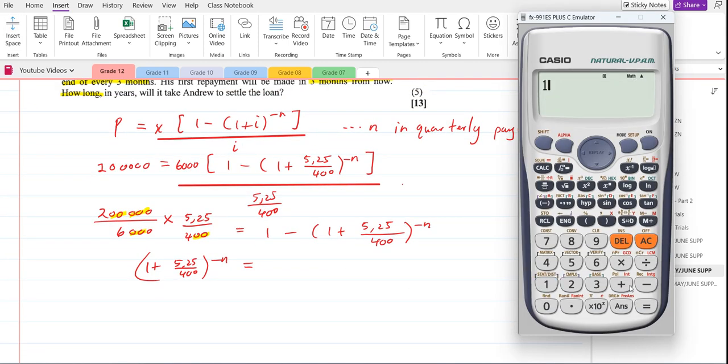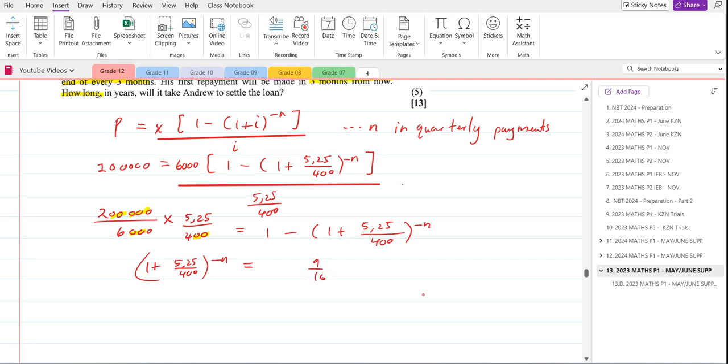Usually it works out 1 minus, I just have 2 over 6 here because all the zeros kind of cancel out. So I have 2 over 6, right, times 5.25 over 4. Yeah, because all the zeros kind of cancel out. If you want, you can just type out the whole thing, alright? So I've got 9 over 16. 1 minus, so I've got 9 over 16 here. So all I'm going to do is n equals negative, because I'm going to have negative n. I still have to multiply both sides by negative n. So I'm taking log 9 over 16 base 1 plus 5.25 over 400.